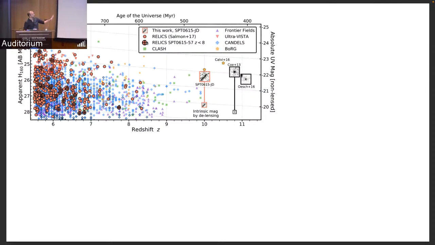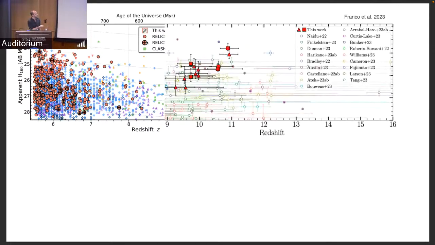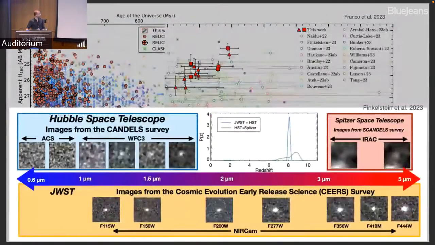And now you will see a new compilation of JWST, and you will see how remarkably we're detecting many, many galaxies at redshift higher than 9. And you can visually appreciate the redshift shift that JWST is bringing here.